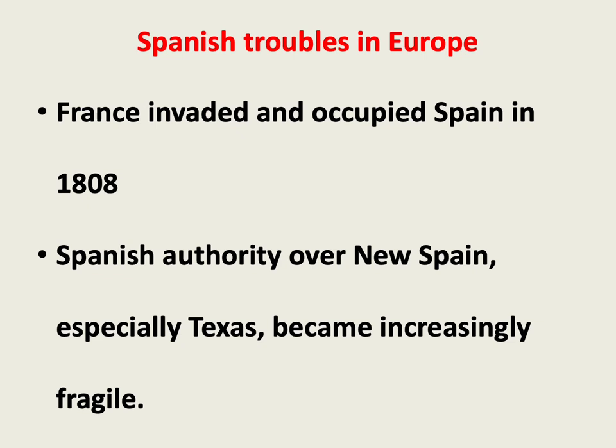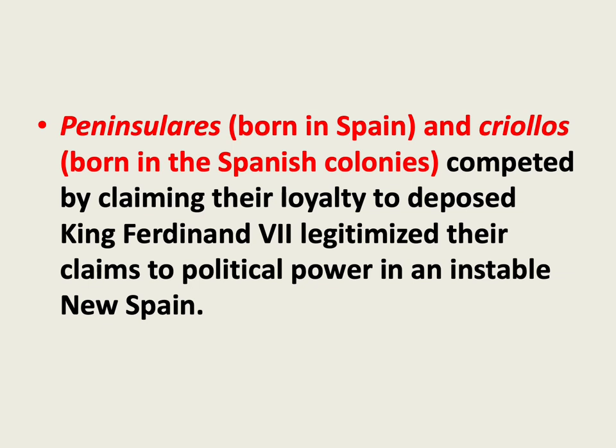Now, there are two groups of Spanish living in the Western Hemisphere, including Mexico. You had the Peninsulares, which means they were born in Spain. Peninsulares, you can see the word we use, peninsula, in there. And peninsula is what describes the geography of Spain. If you look at a map of Europe, Spain and Portugal are a peninsula sticking out from southwestern Europe, connected to France. So peninsulares were those born in Spain.